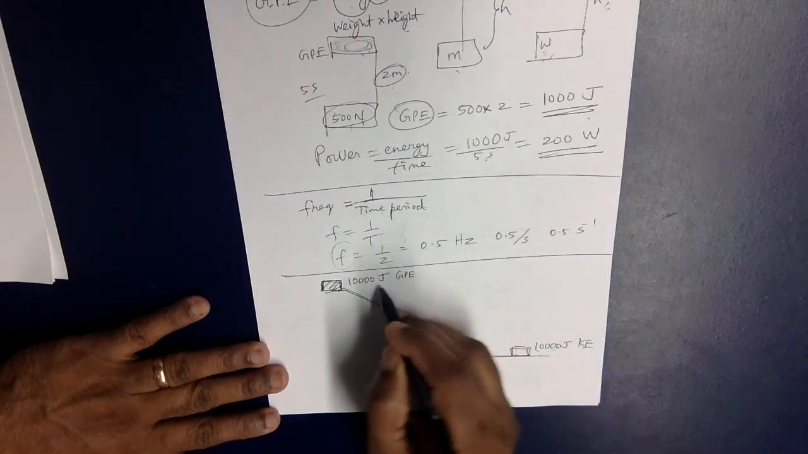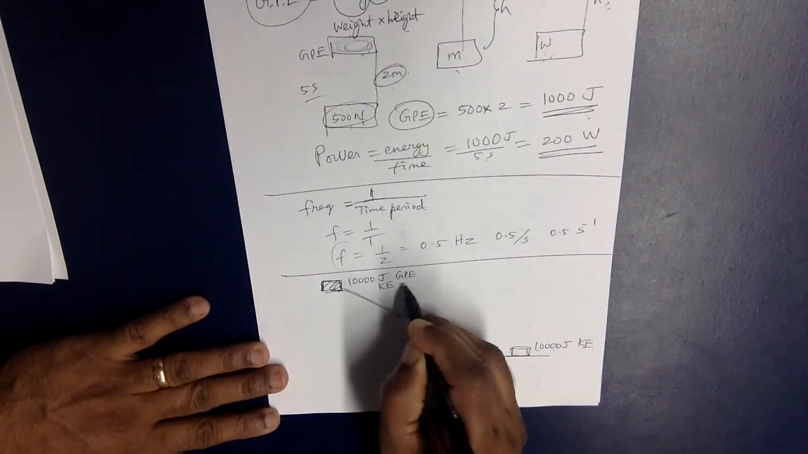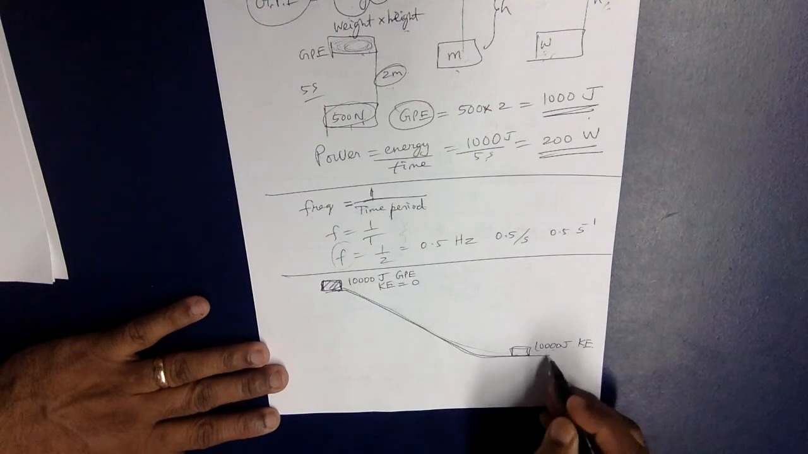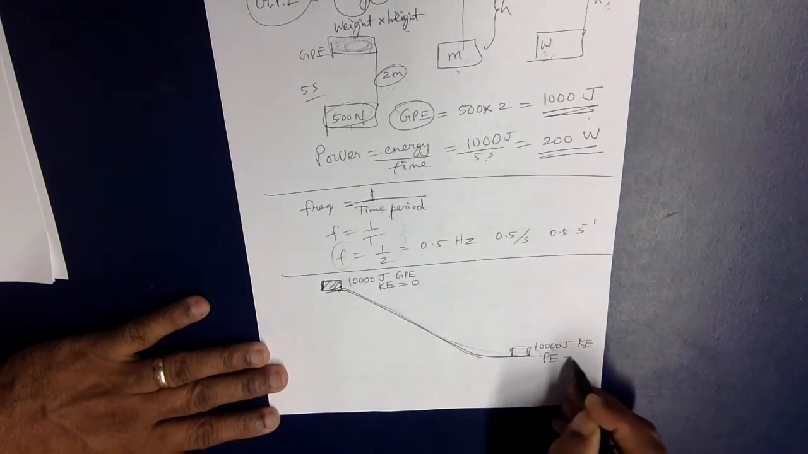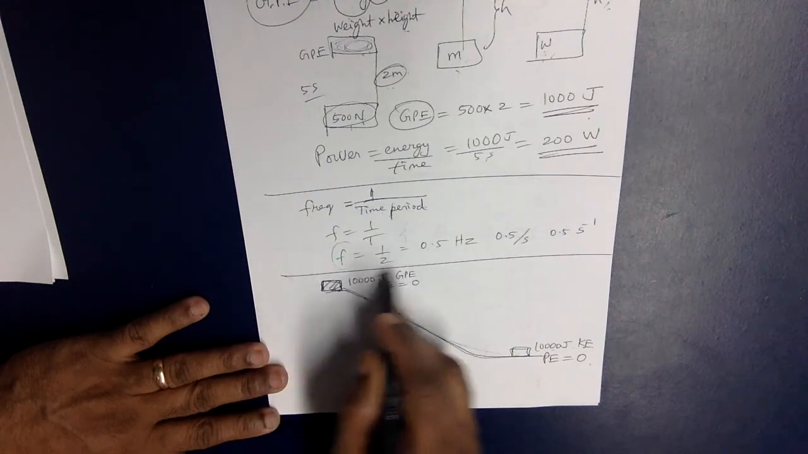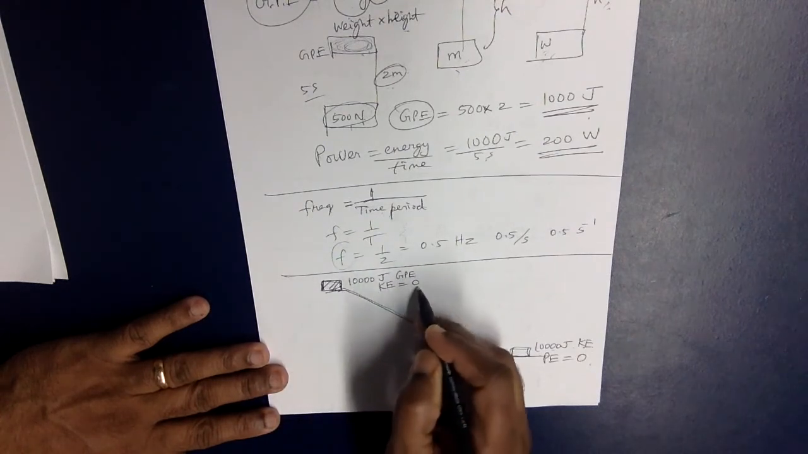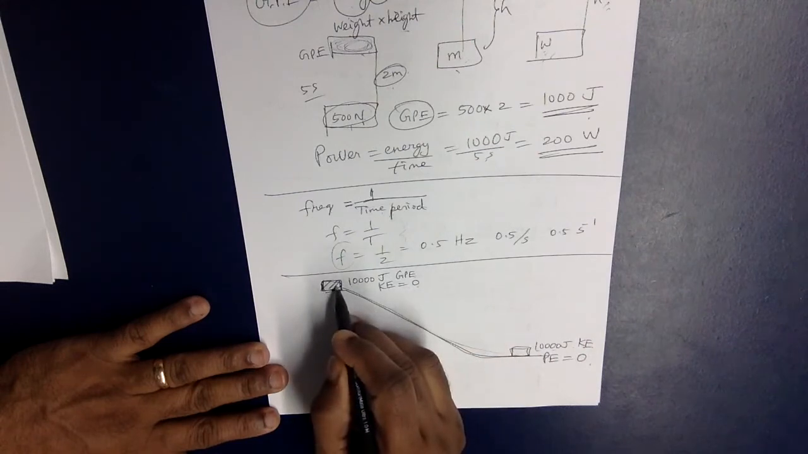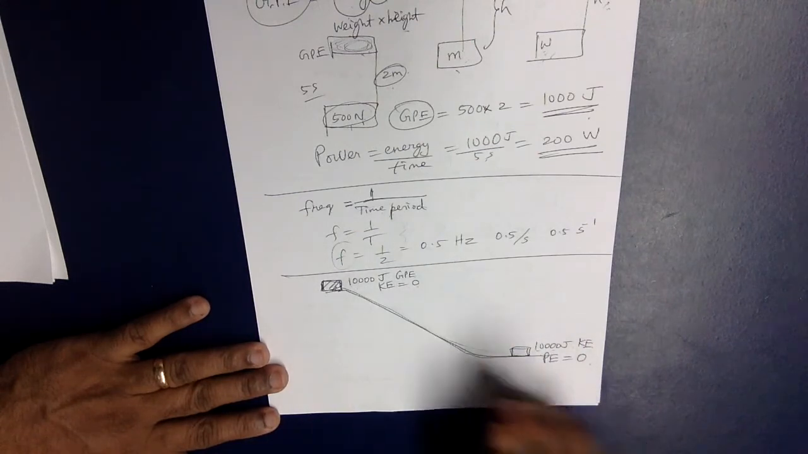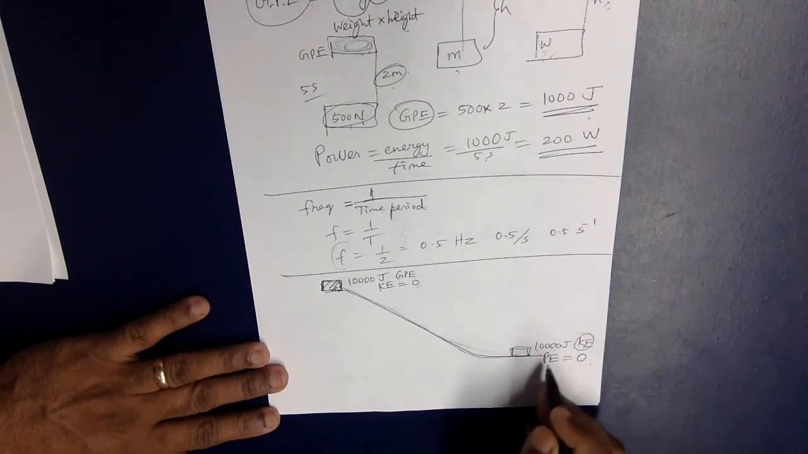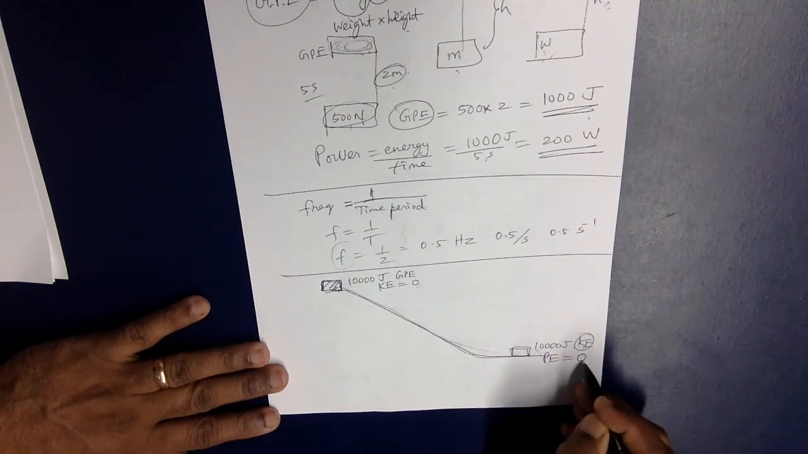Now what is the kinetic energy here on the top? Kinetic energy is 0. What is the potential energy at the bottom? That is 0. So at the top, it stores the energy as potential energy. Kinetic energy is not there because it's just beginning to go. At the bottom here, all the potential energy is transferred into kinetic energy. So the potential energy is completely 0.